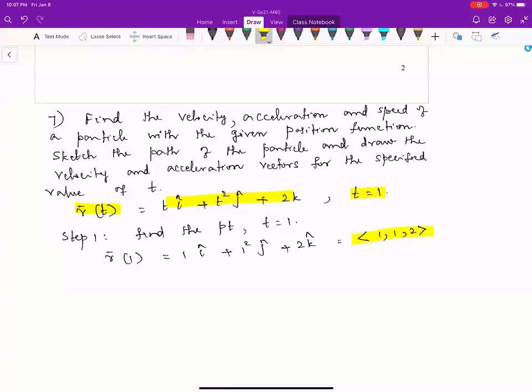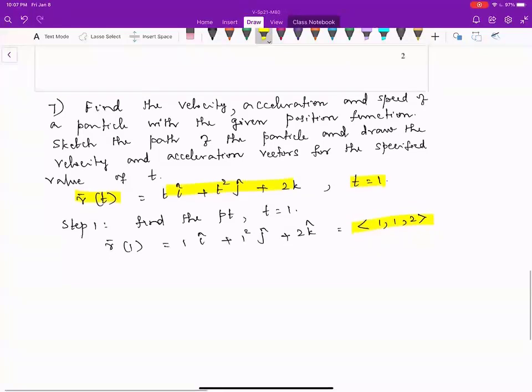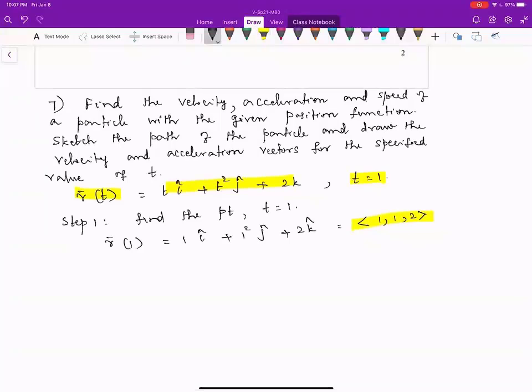Then we are going to find out the velocity of this r of t. So r prime of t. Take this one and find out the velocity. This is step 2. R prime of t is the derivative of each component. So it's 1i plus 2tj plus 0k. That's equal to 1i plus 2tj.